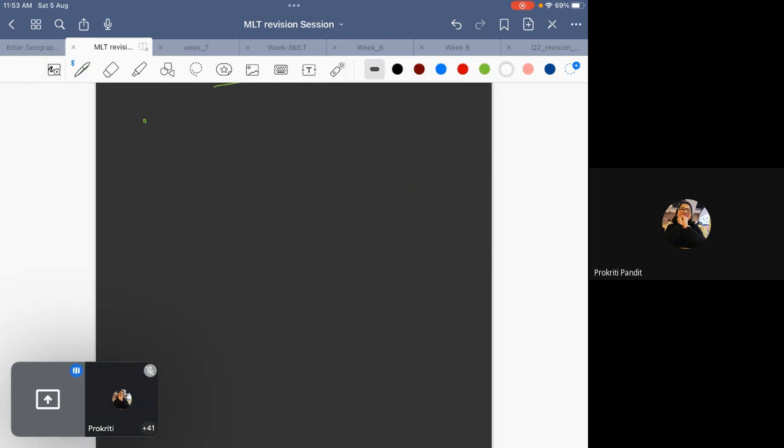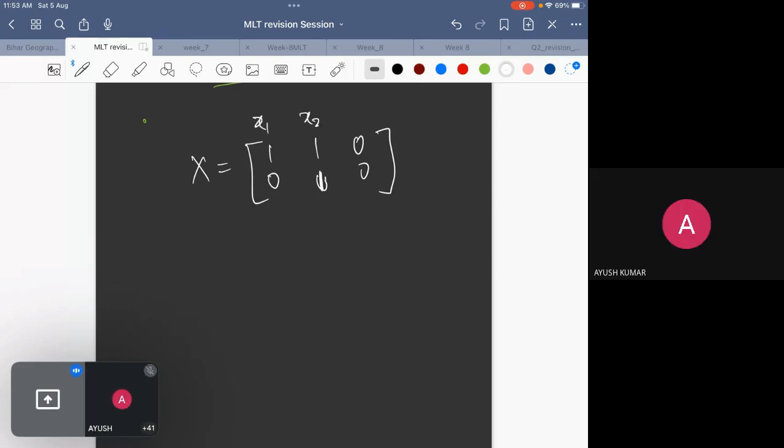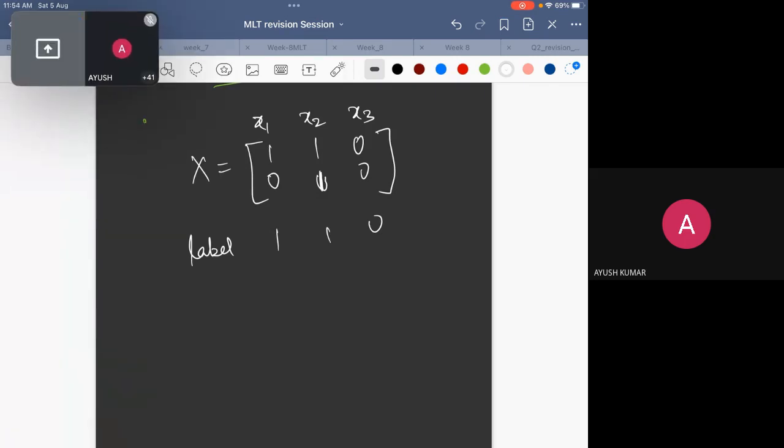You have been given a data matrix: 1 1 0 0 and so on, and the label. Tell me, how many dimensions does this consist of? How many data points are there in this matrix? Three. Yes. So this is the first data point, this is the second, and this is the third, right? And what is the label? The label is given as 1 1 0, right?